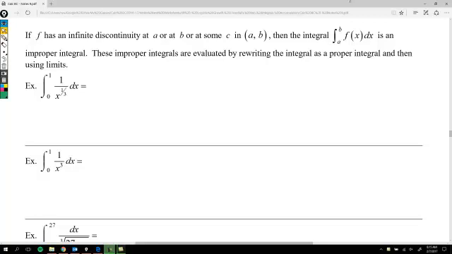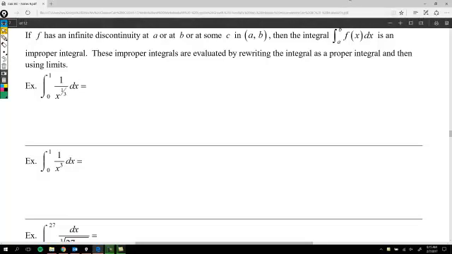Hi everyone, we are continuing with improper integrals, except this time I don't have an infinity in my bounds. What I do have, though, is something that makes my function go crazy, or have an asymptote. If I plug 0 into 1 over x to the 1/3 power, obviously I'm dividing by 0, and that's a no-no. That's bad. So the way that I'm going to rewrite this is by using a limit.